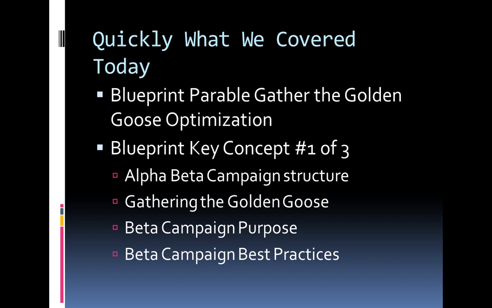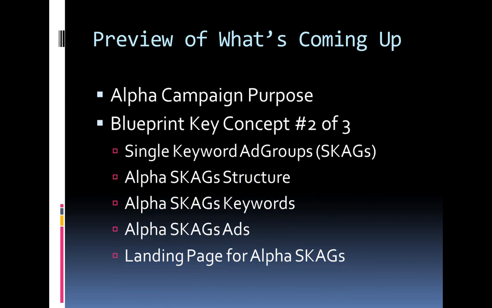All right, let's take a look at what we have in the next video. We'll talk about the alpha campaign and its purpose. And then we'll also talk about blueprint key concept number 2. It's all about the alpha campaign: single keyword ad groups in the alpha campaign, the structure, the keywords we'll use, the ads we'll use, and then the landing page we'll use for alpha, single keyword ad groups.